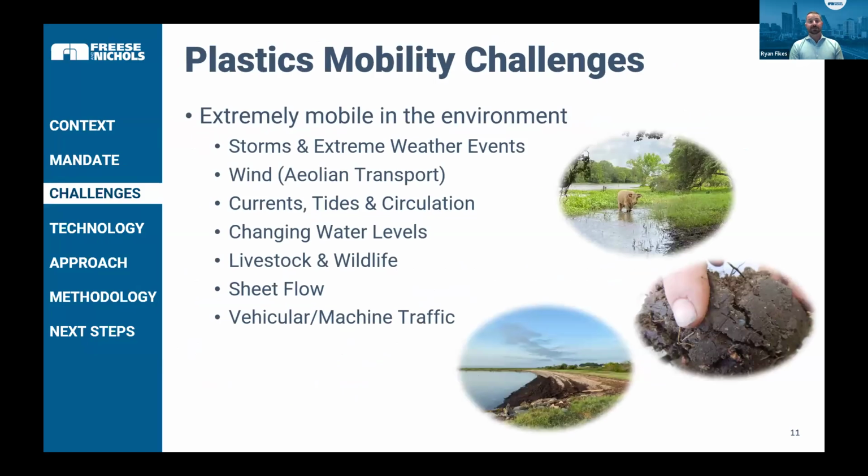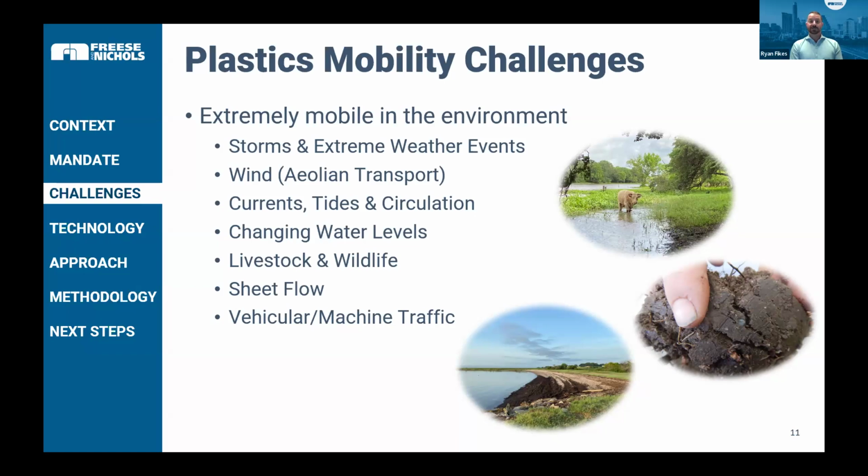So let's talk about the challenges with that before we jump into the technology and approach and hand it over to Blake. So, obviously there are mobility challenges around plastics. In the case of the plastics we're working with, there are 2 types, polyethylene and polypropylene, which means that luckily these plastics float. But that does mean that they are more prone to movement during storms and extreme weather events, aeolian transport once they're out of the water or even on the surface of water in calm systems.